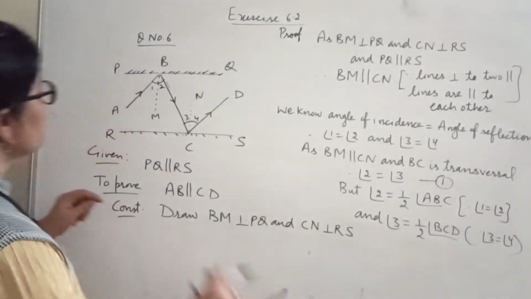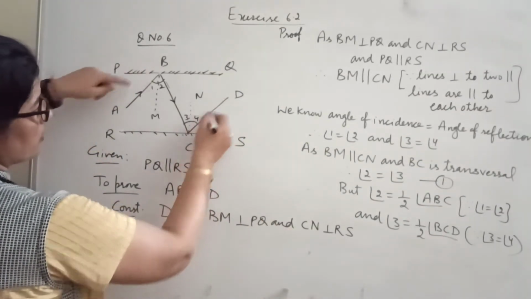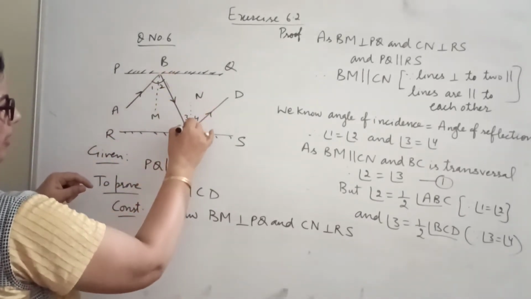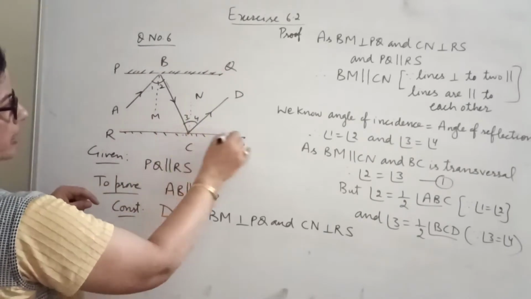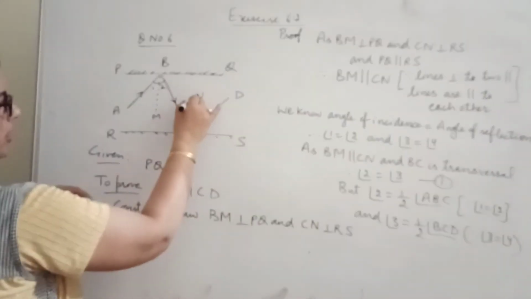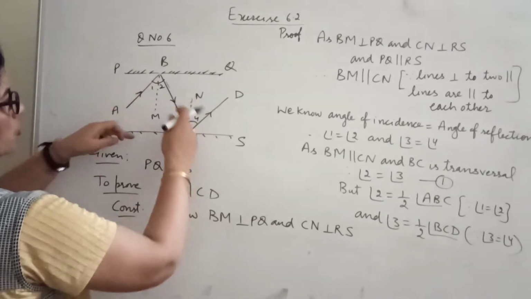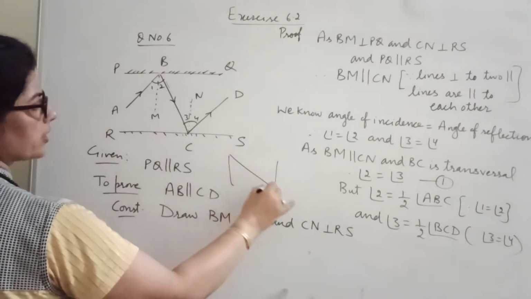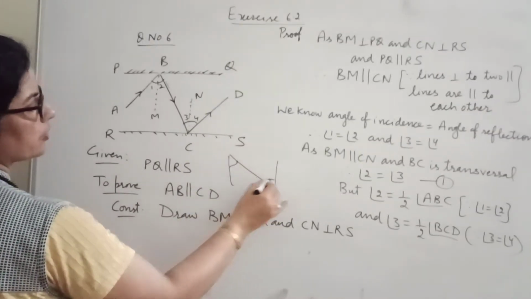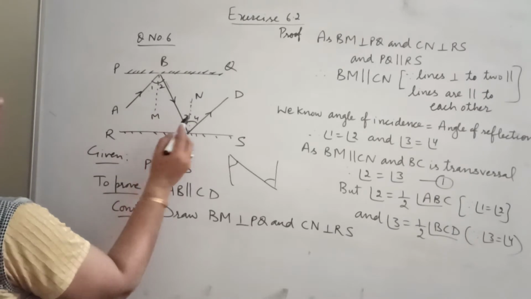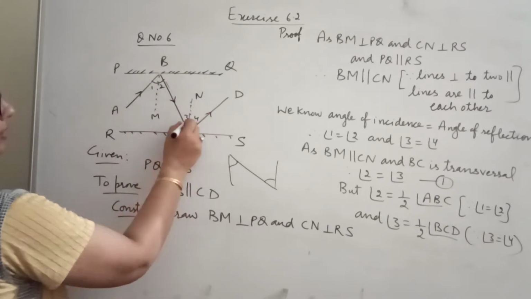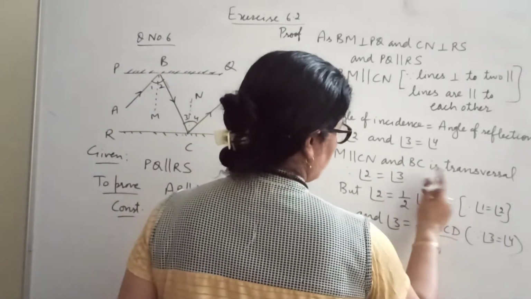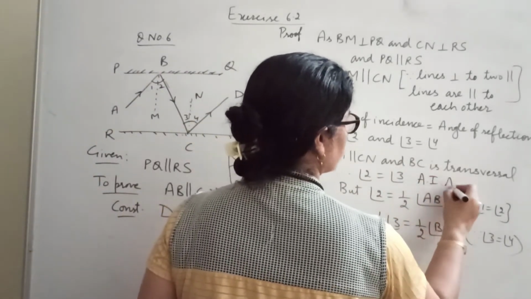Now what we want to prove here? We want to prove AB parallel to CD. How will we prove? See, first we will say that these two lines are parallel. With the help of these parallel lines, I have proved here that BM and CN are parallel. And what is this? This is a transversal. So this angle will be equal to this angle, alternate interior angle. Which angle? Angle 2 and angle 3. Angle 2 and angle 3 will be equal. What is the reason? Alternate interior angles.